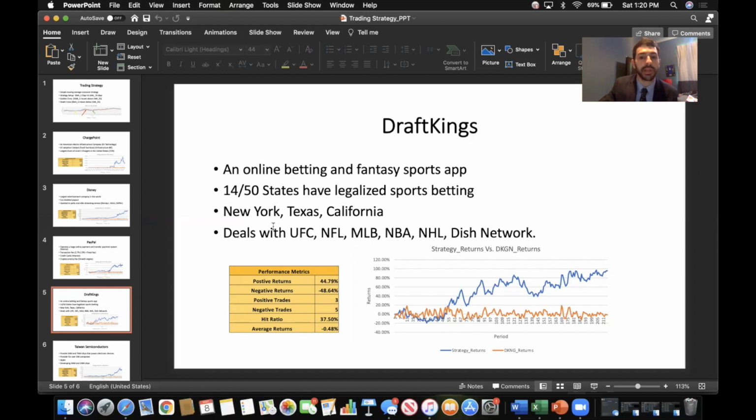So DraftKings had a deal with UFC, some NFL teams. They're exclusive within the MLB. They have some deals with NBA teams, some deals with NHL teams, and they just merged in a partnership with a network, which would allow you to bet and watch games straight from your TV.